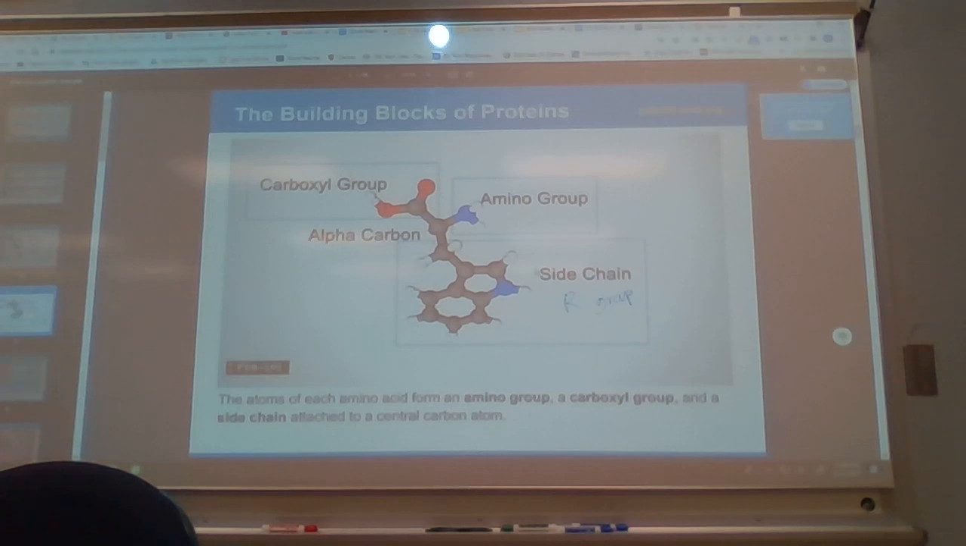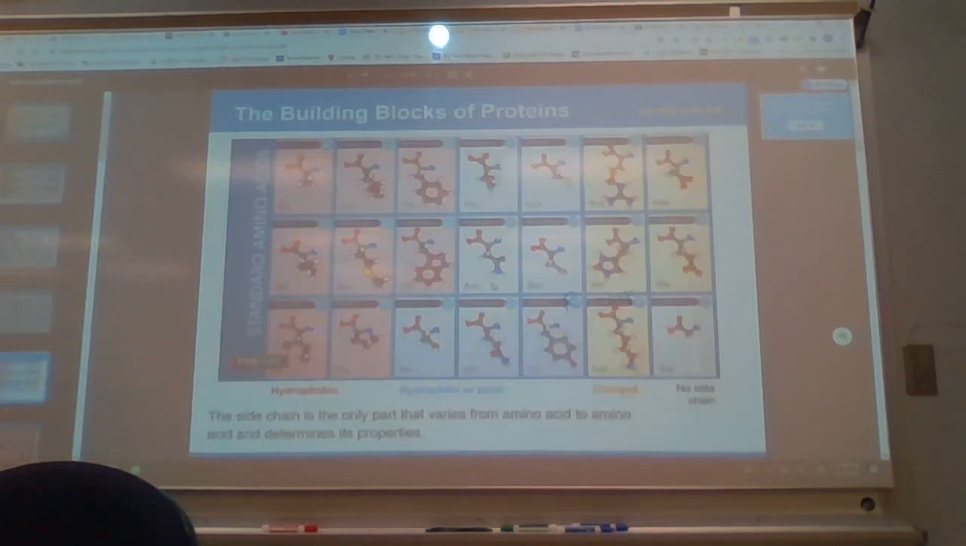So again, that's what's different. For each one of those 21 amino acids, there are different side chains. They all have the same alpha carbon, the same carboxyl group, and the same amino group, but the side chain is different. What's important about that side chain is that, based on what atoms are in it, you're going to have very different properties. So really quickly, hopefully these terms are somewhat familiar.